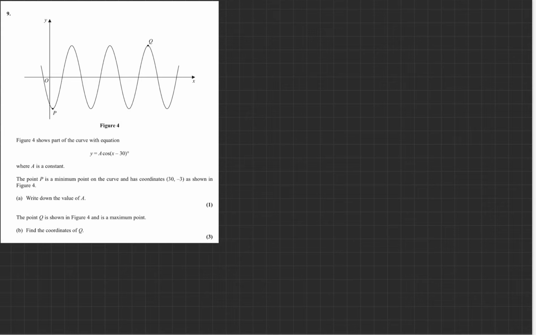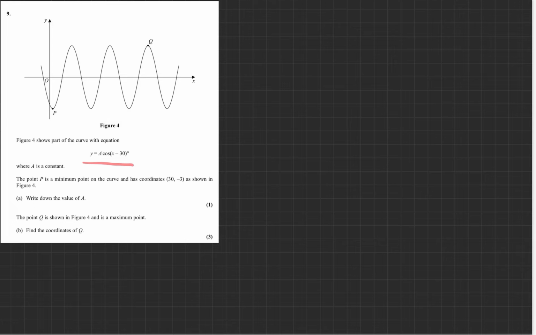Okay, so the question has given us a nice graph, right? And we have a few points. We can see that we have point P, point Q, and the origin as well. Okay, and we have an equation of this curve, right? y equals A cos(x − 30).